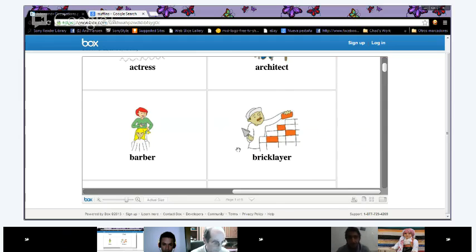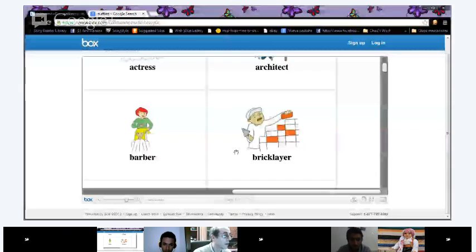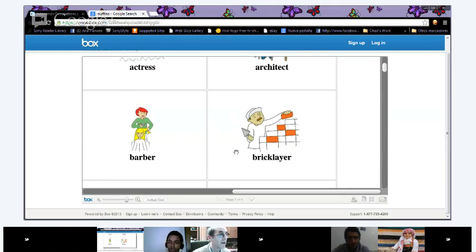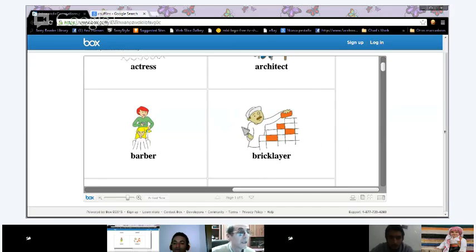Bricklayer. Good, yes, it's a bricklayer. All right, and class, what does it look like a bricklayer does? Building. Yes, building. Okay, and building specifically with what type of material? Brick. Wall. Okay, with bricks. Great. Now, class, what can we build out of bricks? Wall. House. Walls. Houses. Pool.